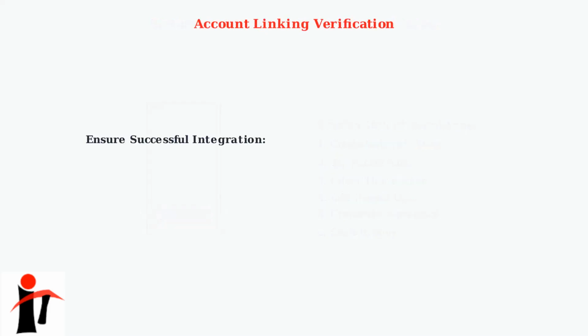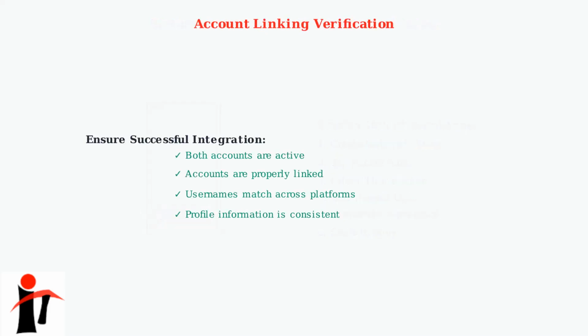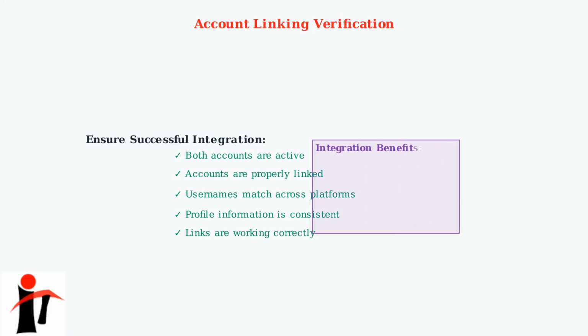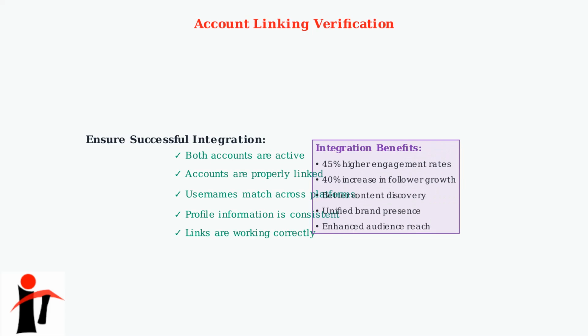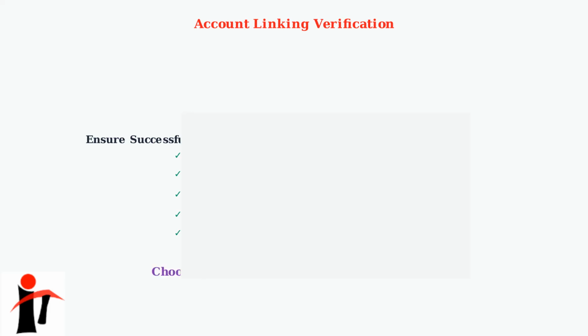Before implementing any method, verify that both your Instagram and Threads accounts are active and properly linked. This ensures seamless integration and optimal performance. Proper integration delivers significant benefits. Users who successfully link their accounts see 45% higher engagement rates, 40% increase in follower growth, and enhanced content discovery across both platforms. Choose the method that best fits your content strategy.